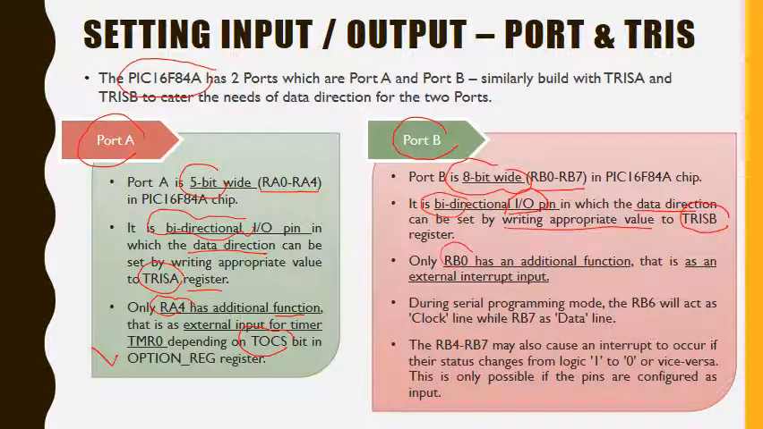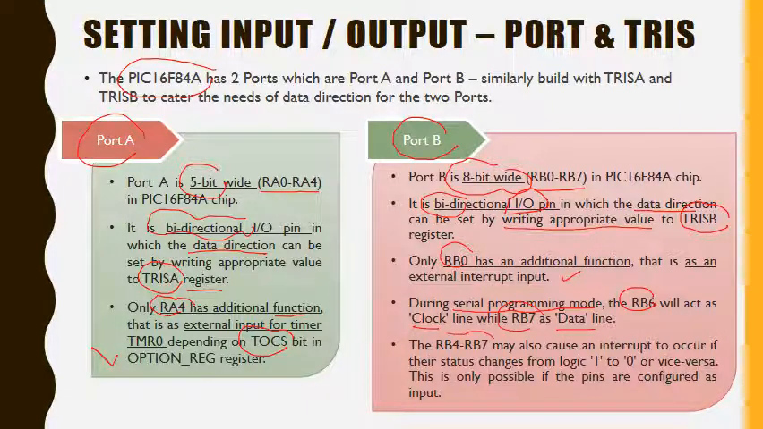And only RB0 has an external or additional function, which is as an external interrupt input. This one we can set through programming and also by the connection to the pin. For pins RB6 and RB7, during serial programming mode, meaning when we burn the chip with the program, RB6 becomes the clock line and RB7 becomes the data line. So this is when we program the code or burn the code inside the chip. This is the function for these 2 pins.